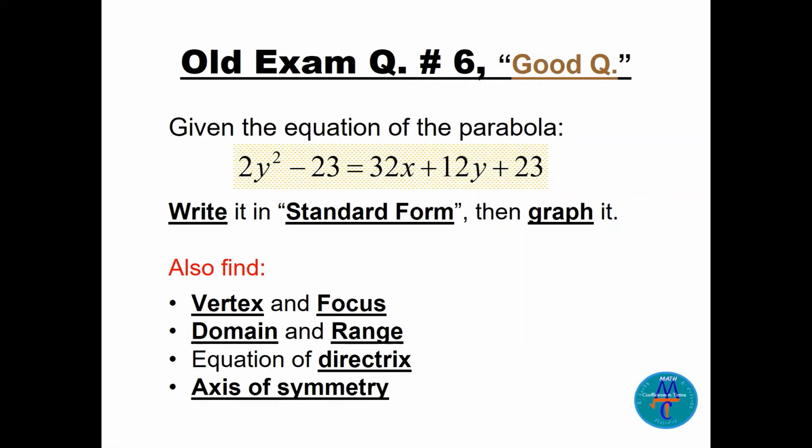Question number 6 is a good question. We have to put also the equation in standard form, then we can answer all these questions. You can try it yourself, please. 2y squared minus 23 is equal to 32x plus 12y plus 23. Try to rearrange this, complete the square on the y, and then find the equation in standard form. Then you can check the answer.